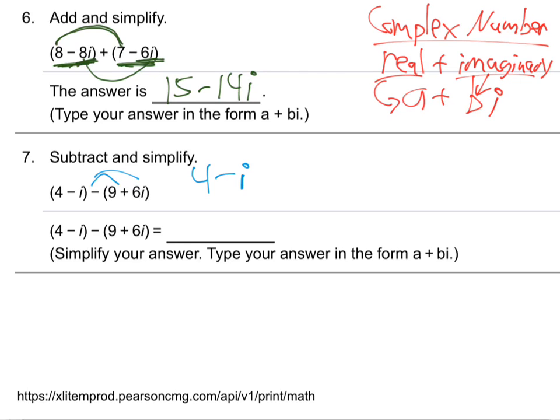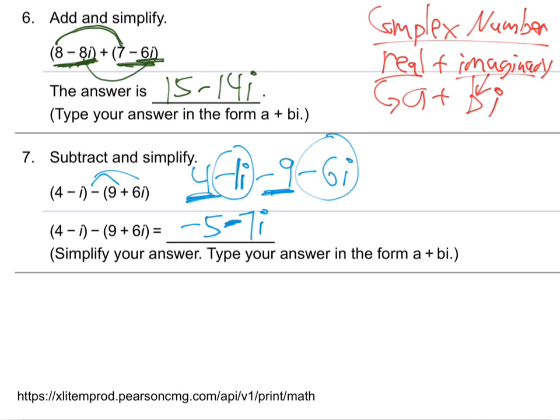The minus 9 distributes, minus 9 minus 6i. Good so far. That negative distributes through the parentheses. And then real part with real part, 4 minus 9, negative 5. And now minus i and minus 6i. So there's an imaginary 1 in front of that. Minus 1i and minus 6i, minus 7i. And we're done.